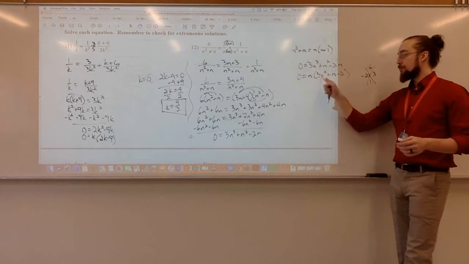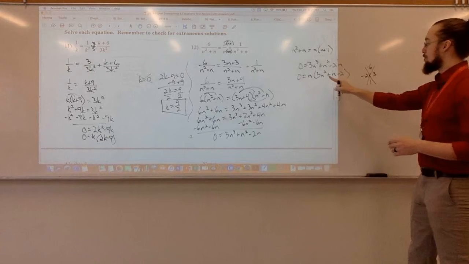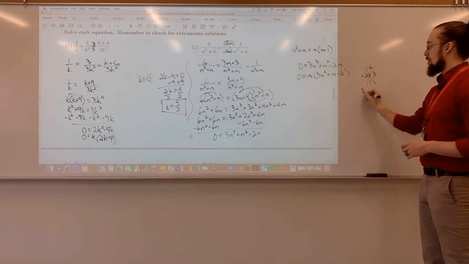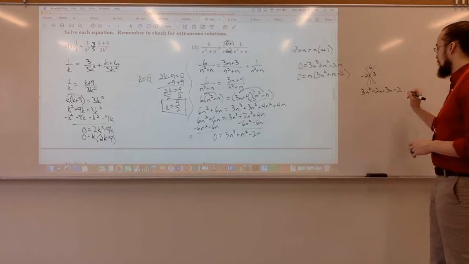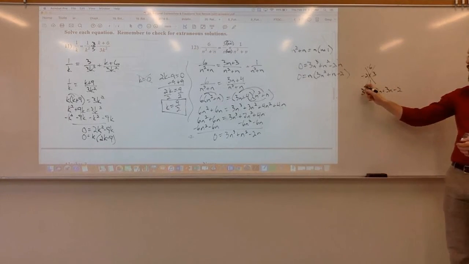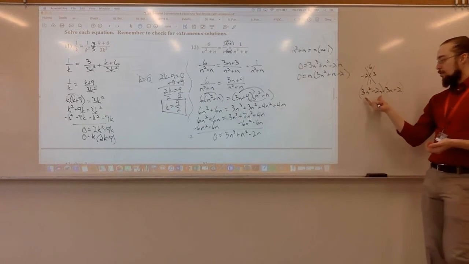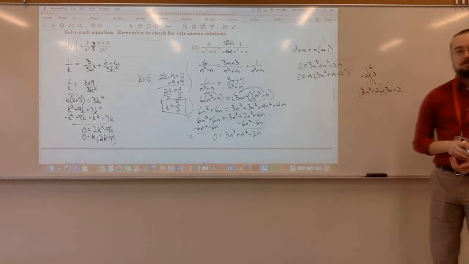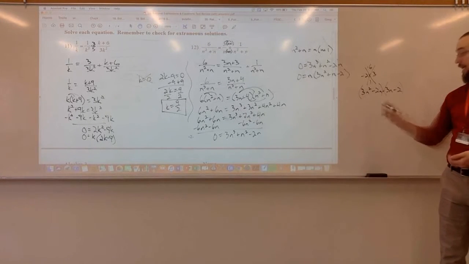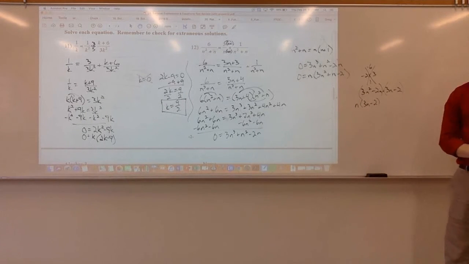Now, my leading coefficient here is not 1. That means I have to factor by grouping. So, I'll come over here and say this will be 3n squared minus 2n plus 3n minus 2. I can group the first 2, group the second 2, and look for a GCF. So in 3n squared minus 2n, what can I take out of both of those? N. And I'd be left with 3n minus 2.